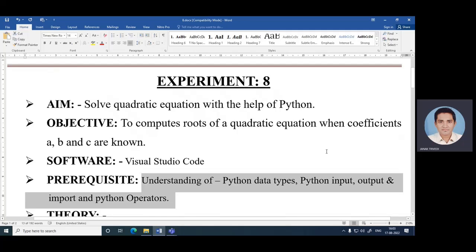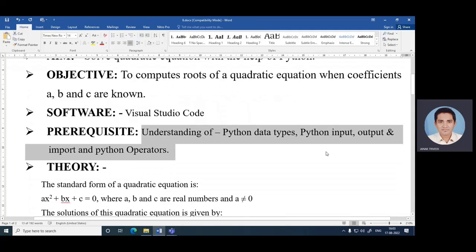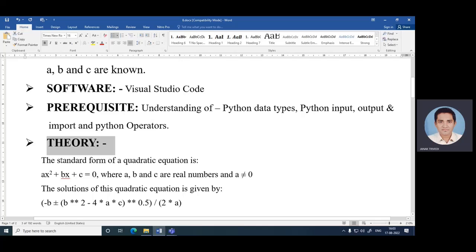After that comes this particular practical, where today we will see how a quadratic equation can be solved. So let's look at some theory. The standard form of a quadratic equation is ax² plus bx plus c is equal to 0, where a, b and c are real numbers and a does not equal 0. The solution of this quadratic equation is given by minus b plus or minus the square root of b square minus 4ac, divided by 2a.